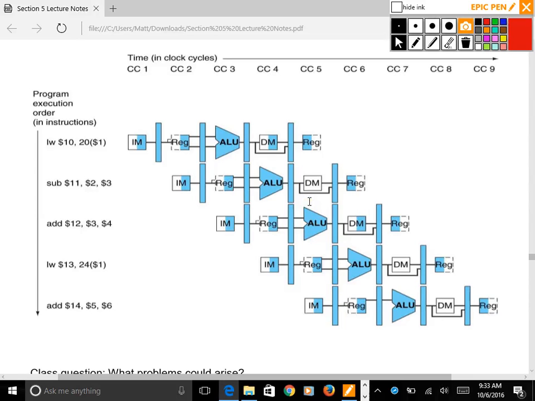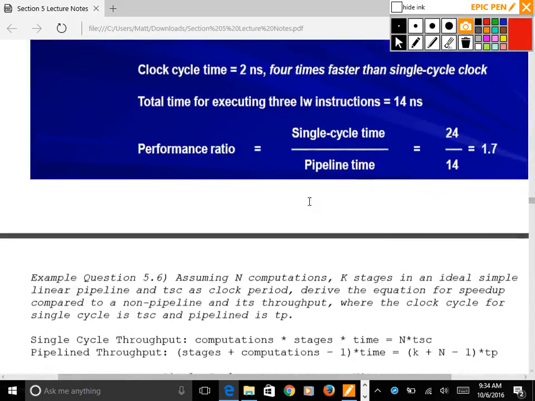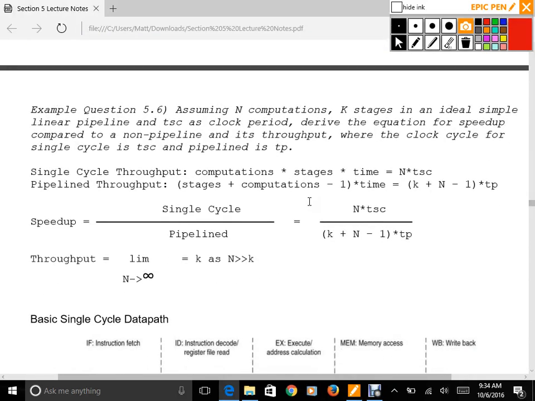Okay. Do I have any questions about MIPS datapath single cycle stuff? Yes. So I kind of don't fully understand the... Can you scroll to the single cycle and pipeline derivative equation? All right. So I understand the pipeline one, but the single cycle one, why is the stages irrelevant? Okay. The question is, why in this case, why are the stages irrelevant? So what does the single cycle time represent?